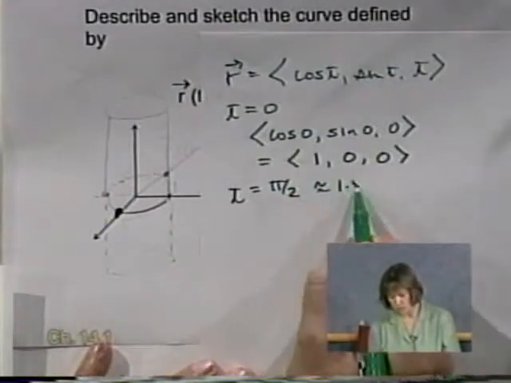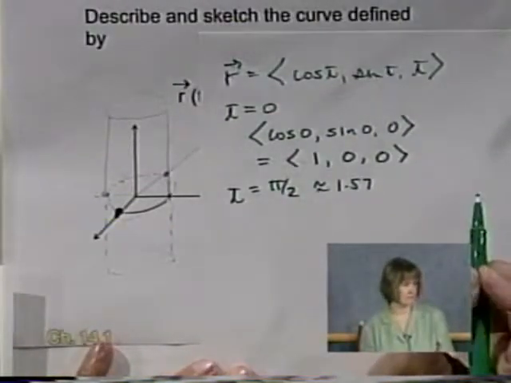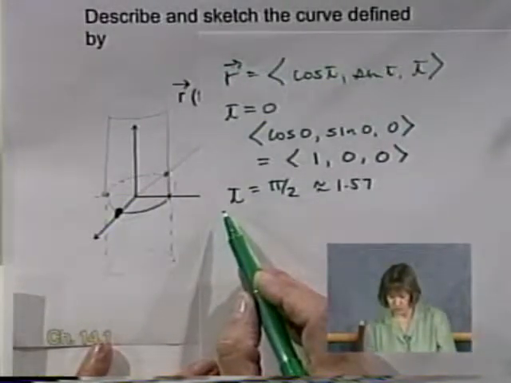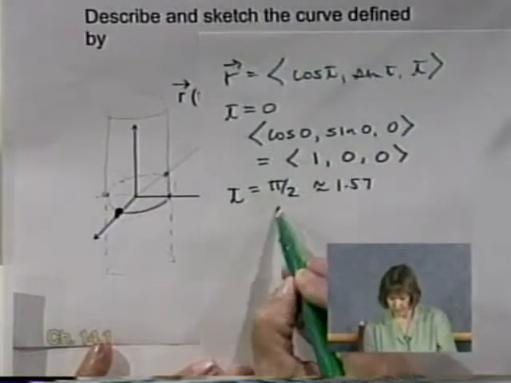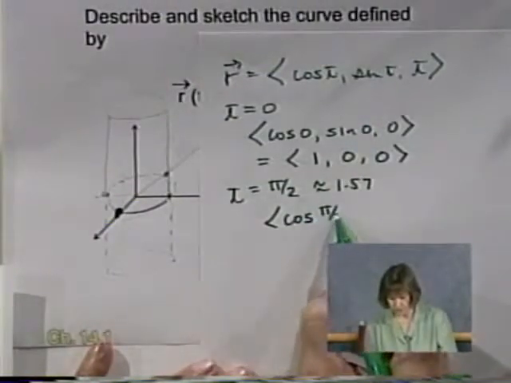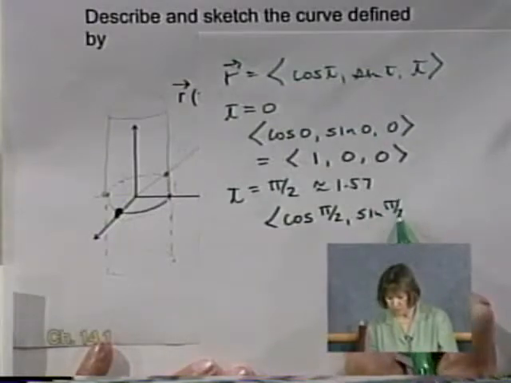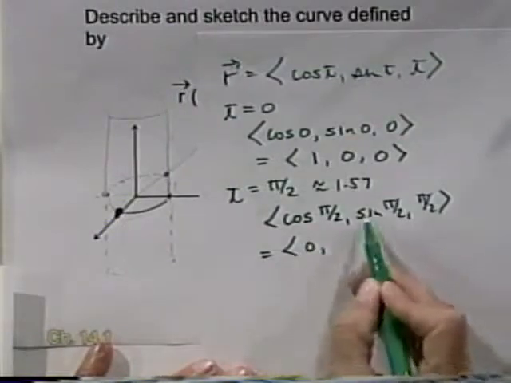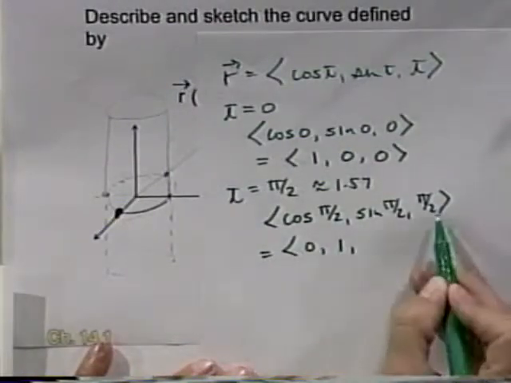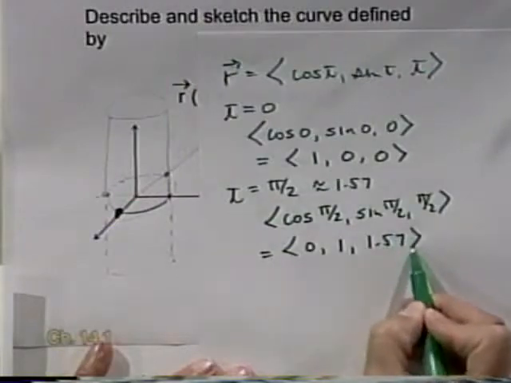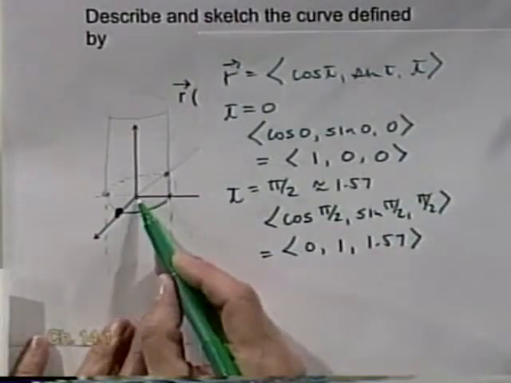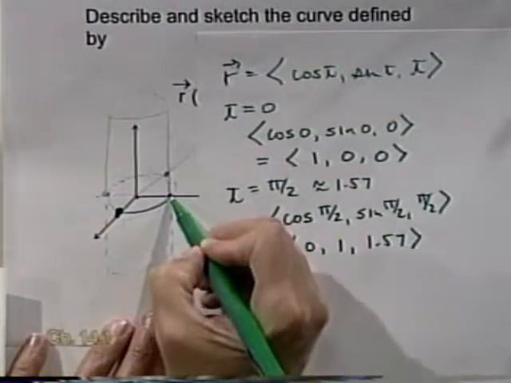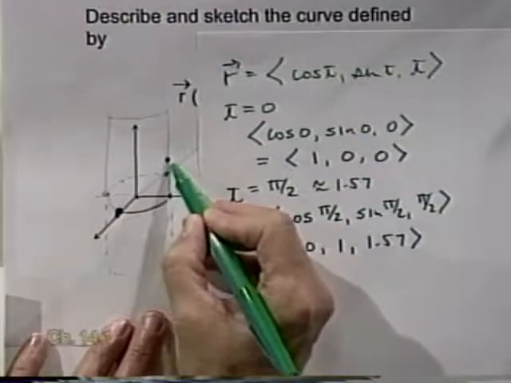Let's let t be pi over 2. Now notice pi over 2 is about 1.57. So I'm going to get my vector cosine pi over 2, sine pi over 2, pi over 2. The last time I looked, cosine of pi over 2 is 0, sine of pi over 2 is 1, and pi over 2 is about 1.57. So now notice, when I plot, my x is 0, my y is 1, where am I? On the circle. But I'm going up z 1.57, about there.